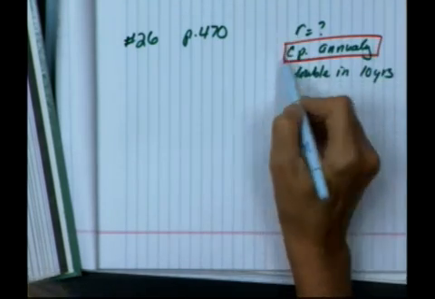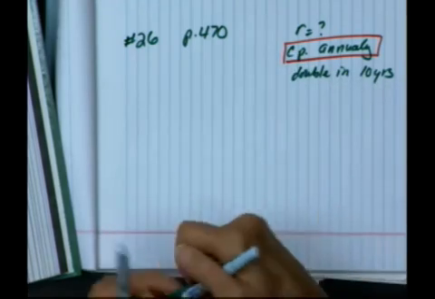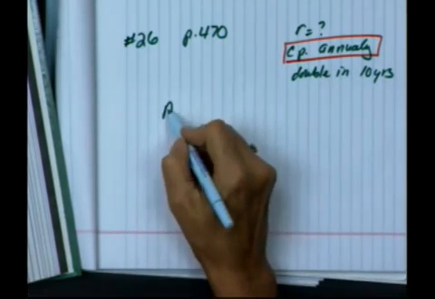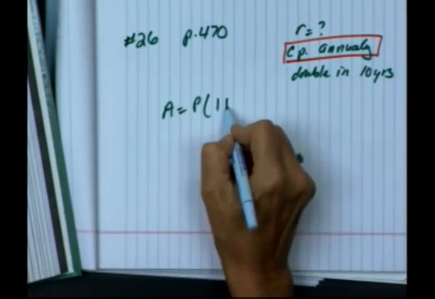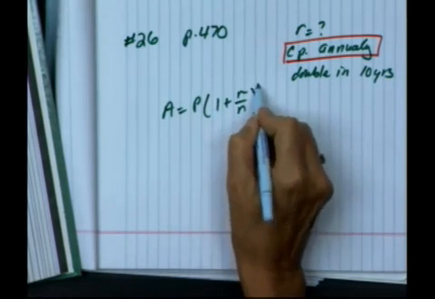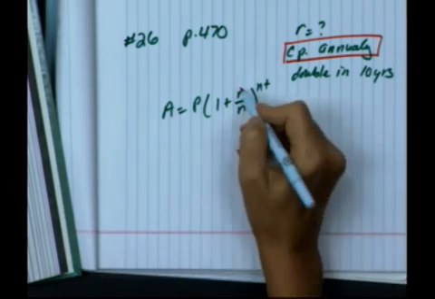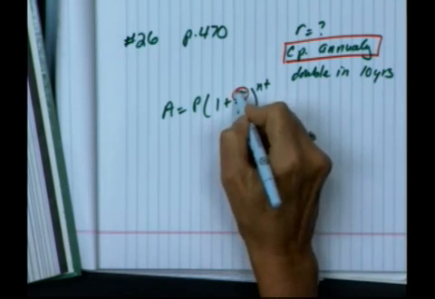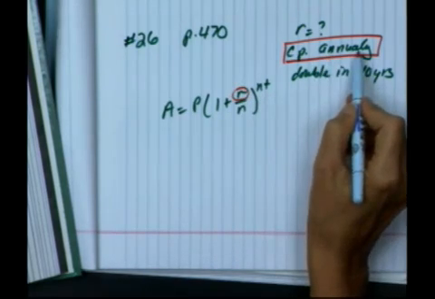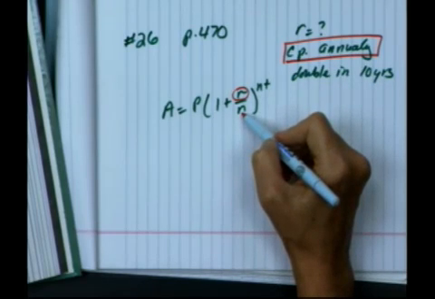Compounded annually, which of those two formulas are you using? A equals P times 1 plus r over n to the nt, correct. So we're going to be looking for r right here. Compounded annually, what does that tell me n is equal to?